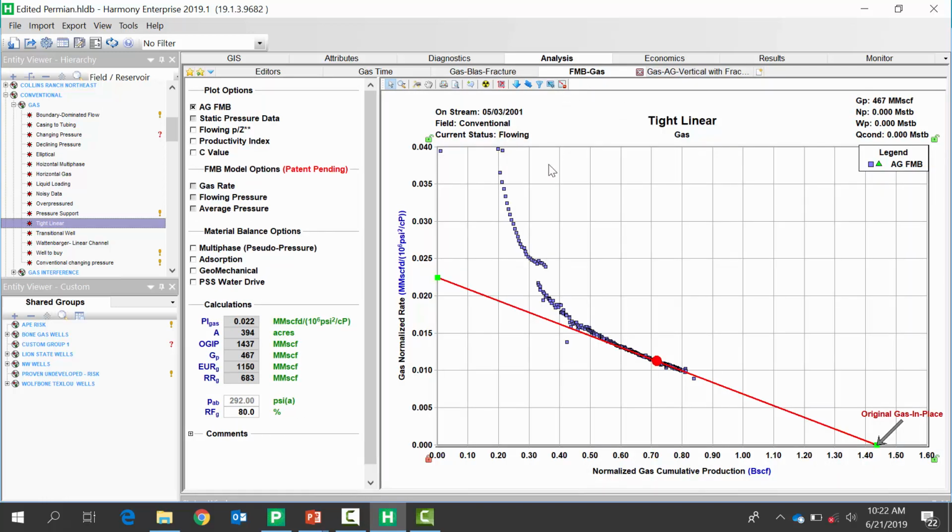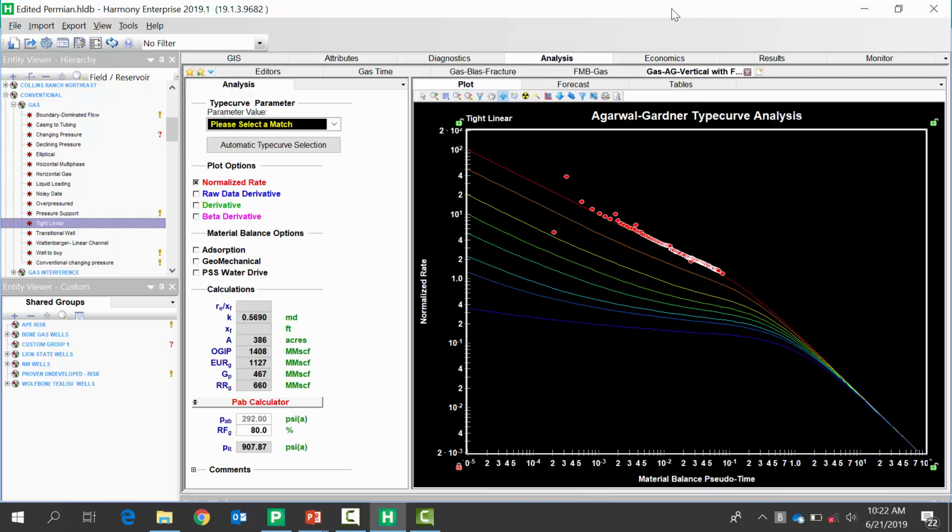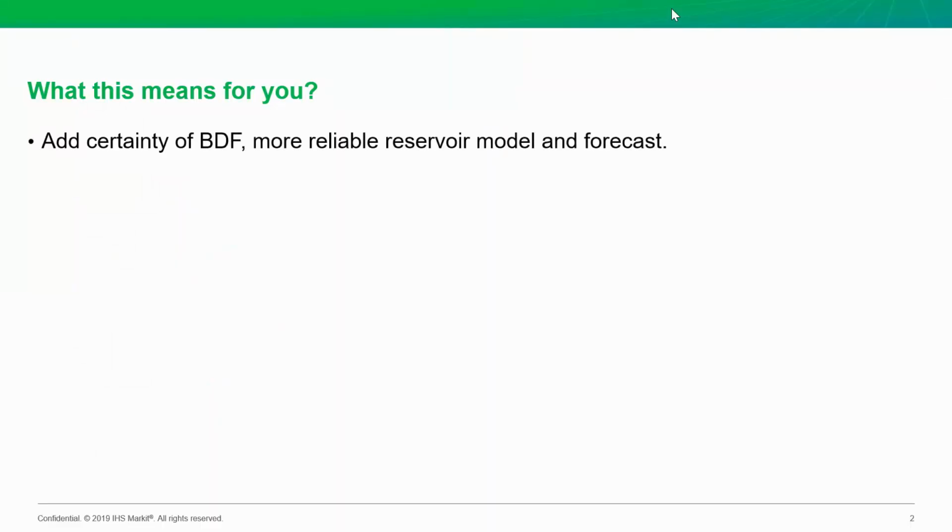If we look at our flowing material balance, we see that classic curve of our data suggesting transient flow still. So this is another example. What does this really mean for you? Well, it means you can add certainty. Am I in boundary-dominated flow, and when did that happen?